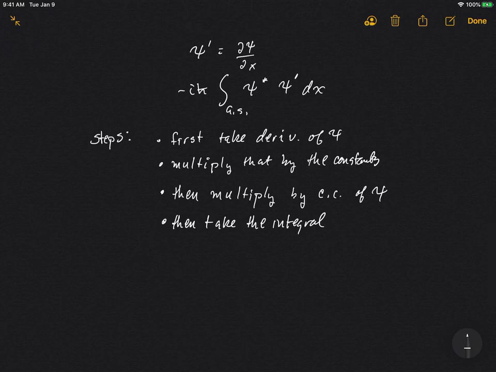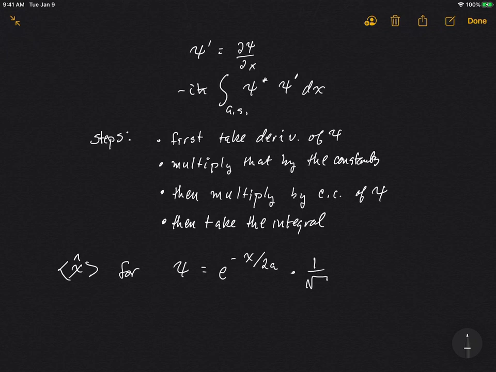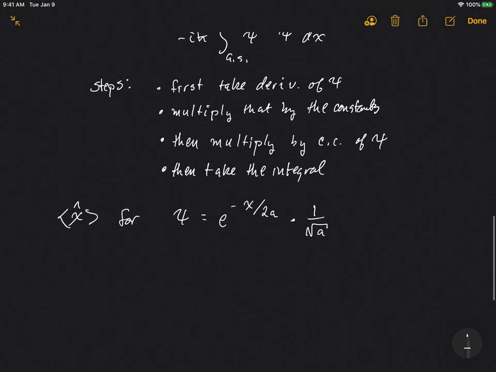Okay, let's try a little bit more concrete example. For the x case, let's assume that we have an exponentially decaying wave function, e to the minus x over 2a, times 1 over square root of a. This wave function needs that 1 over square root of a factor, which we could put in front. Let's go ahead and put that in front.